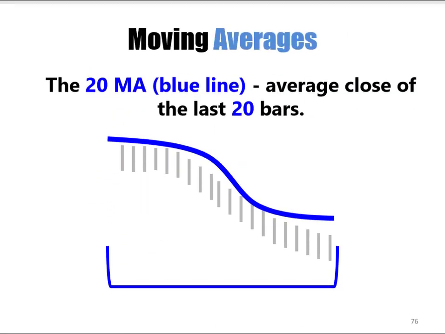Now, what is a moving average? Well, the 20 moving average, now the industry standard color for 20 is blue, is the average close over the last 20 bars. So if this is a daily time frame, this is the average price over the last 20 days. If it's a 1 hour time frame, it's the average price over the last 20 hours.